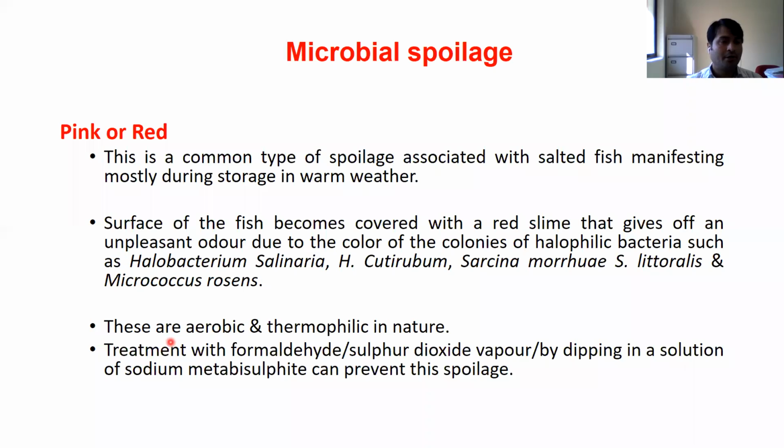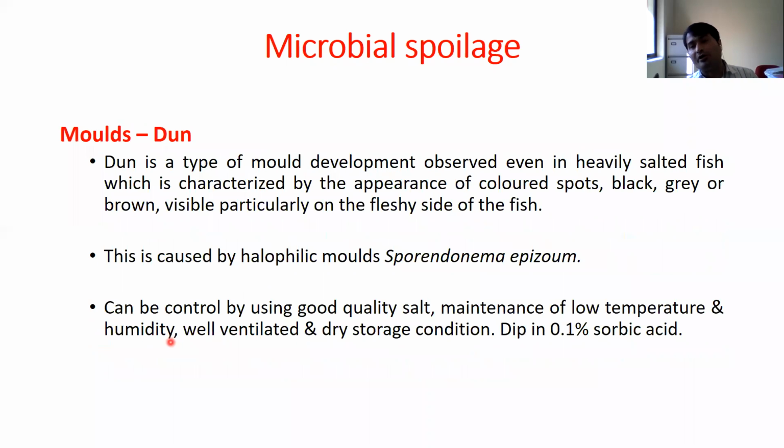Okay. Now, second is the mold or dun spoilage. Dun is a type of mold development observed in heavily salted fish. That means here again halophilic molds, not bacteria. If halophilic mold develops on the surface of the salted fish, it may appear as colored spots, black, gray or brown. This kind of spot will show on our product.